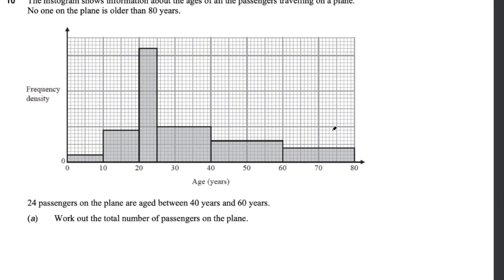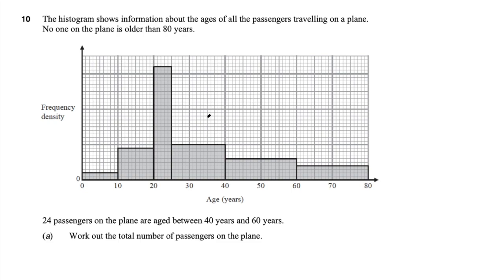Another question on histograms. This is the other type of question you usually get about histograms. This one says, the histogram shows information about the ages of all the passengers traveling on a plane. No one on the plane is older than 80 years old. 24 passengers on the plane are aged between 40 and 60 years. Work out the total number of passengers on the plane. So the bar relating to 40 to 60 is this one. If they tell you the number of passengers in this bar is 24, you notice there's no scale on the vertical axis. That allows you to calculate the scale.